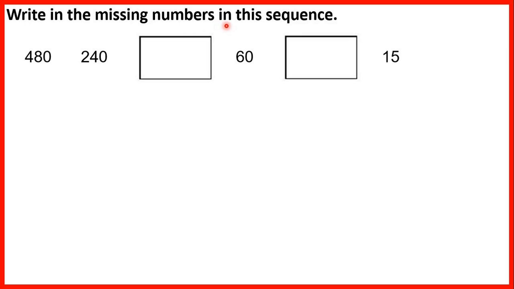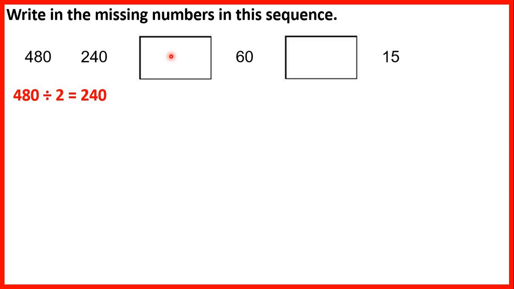Write in the missing numbers in this sequence. So we have 480, then 240, and we need to spot that 240 is half of 480. 480 divided by 2 is 240. So this sequence is a division sequence. Lots of the sequences that we've looked at so far have been either addition or subtraction, but you can have sequences with multiplication or division as well.